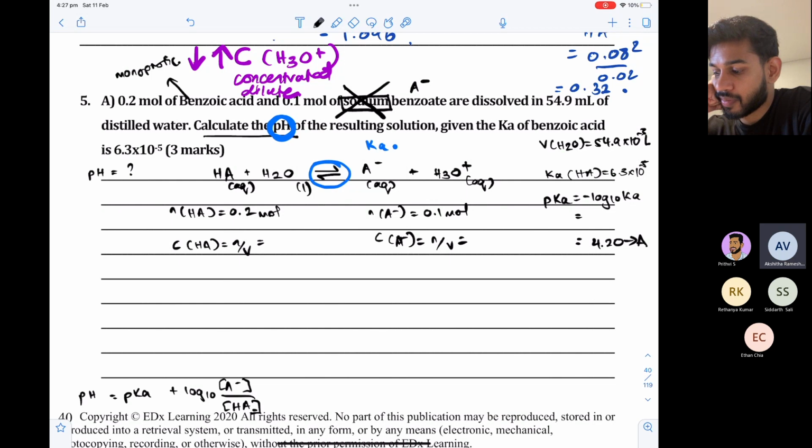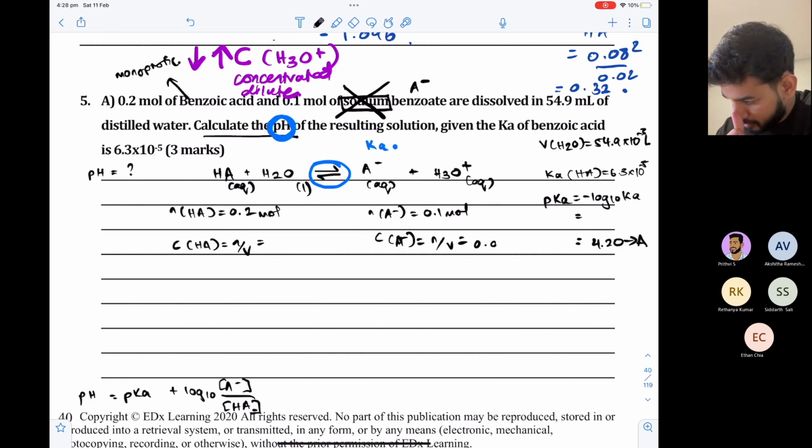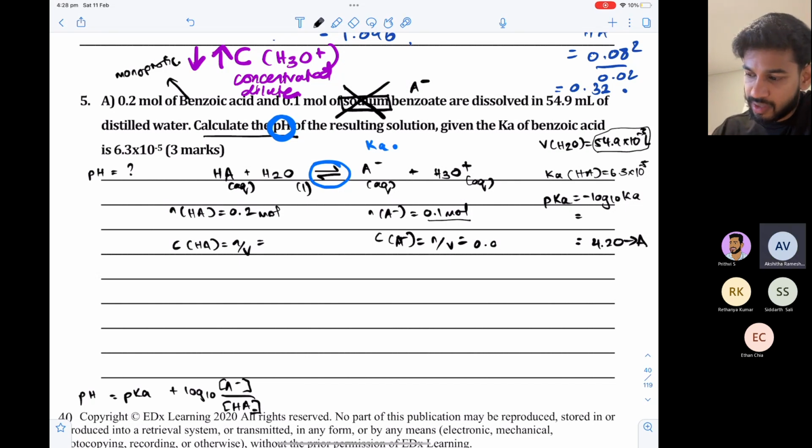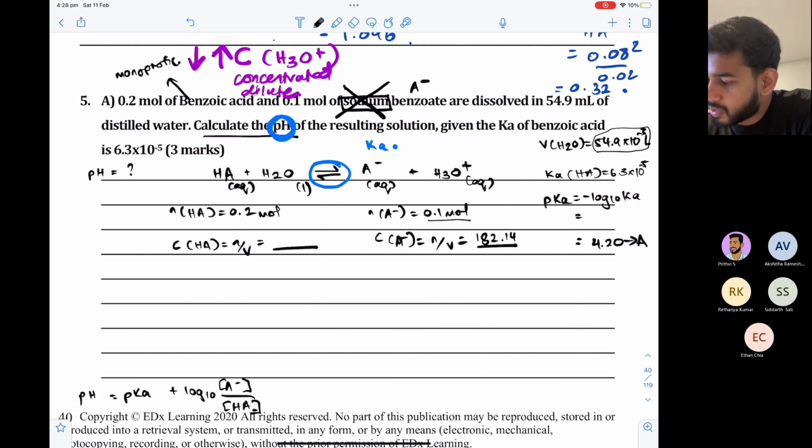For the concentration, it was 0.001. Concentration of A minus, was it? Are you sure? We're dividing 0.1 by 54.9. Oh, sorry, wait. 182.14, sorry. 182.14. Good. Okay. 0.1 divided by 54.9 times 10 to the power negative 3. You got 182.14.